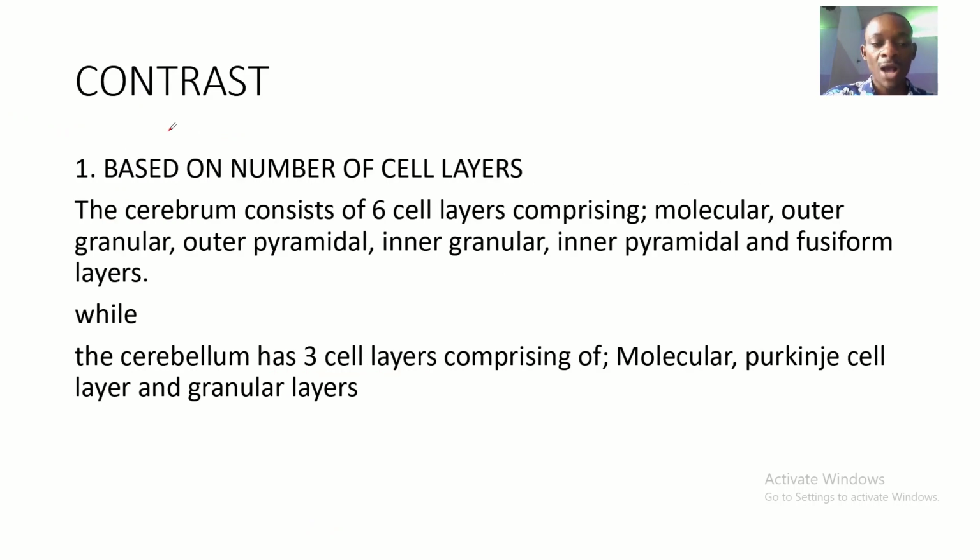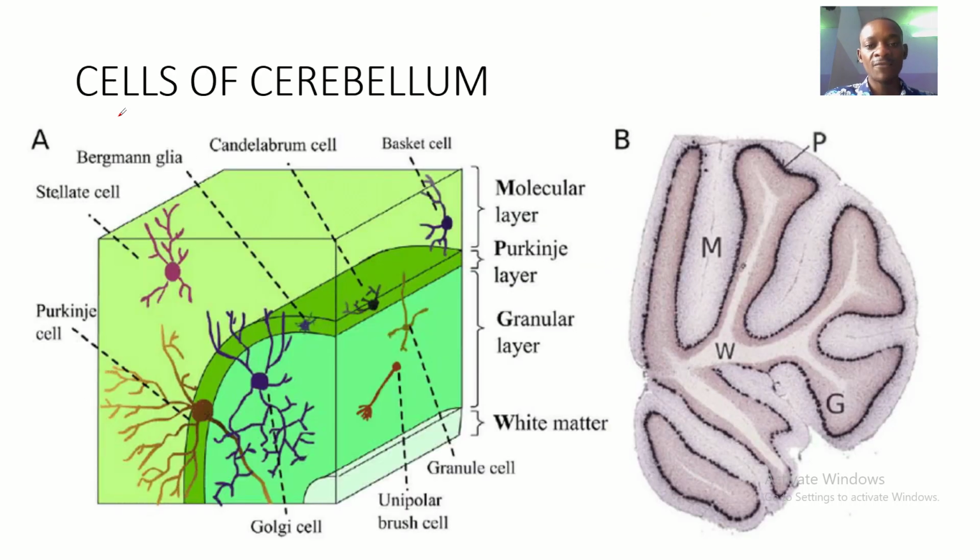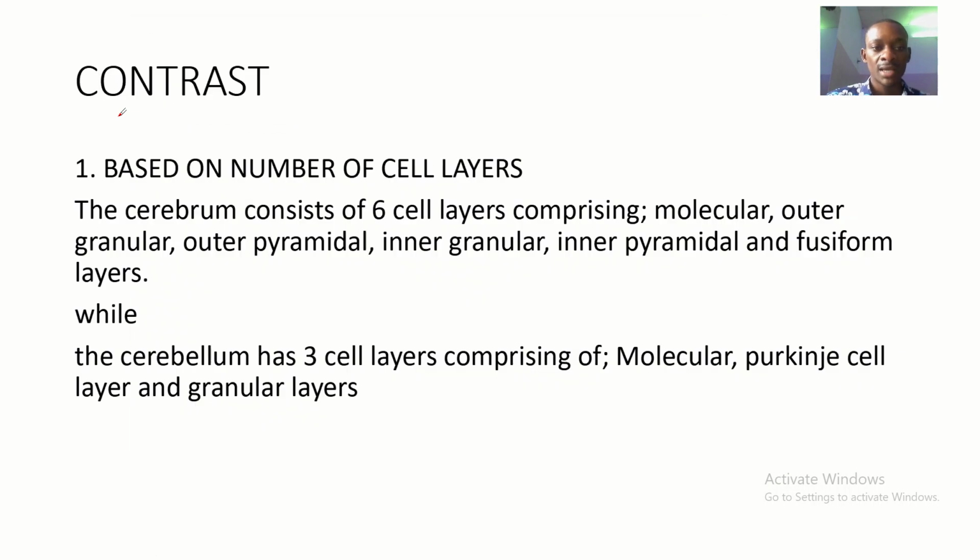So how about the contrast? This is where we have the bulk of the work. So based on contrast, we say that the cerebrum consists of 6 cell layers comprising of the molecular, the outer granular, the outer pyramidal, the inner granular, the inner pyramidal, and the fusiform layers.